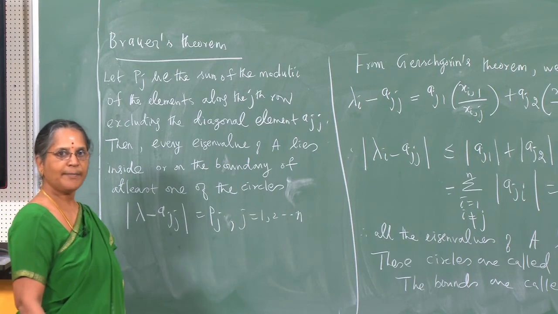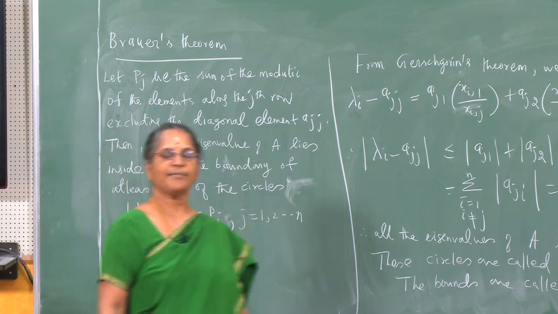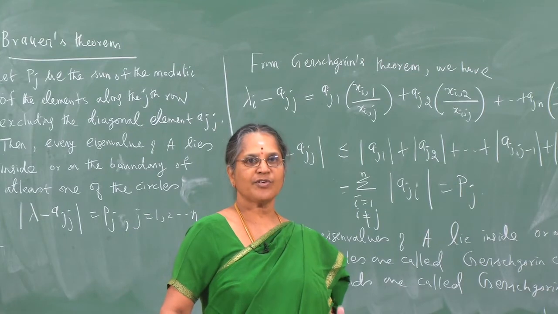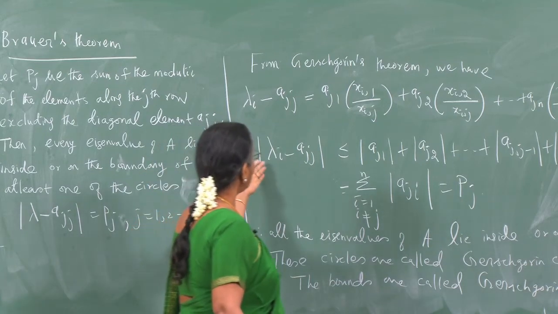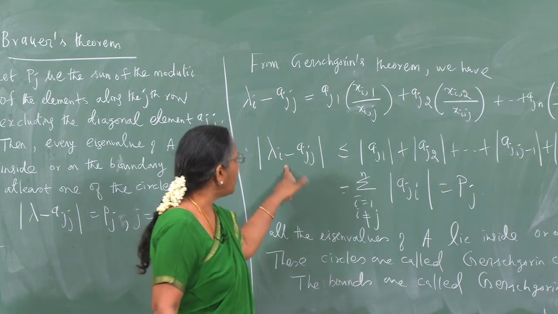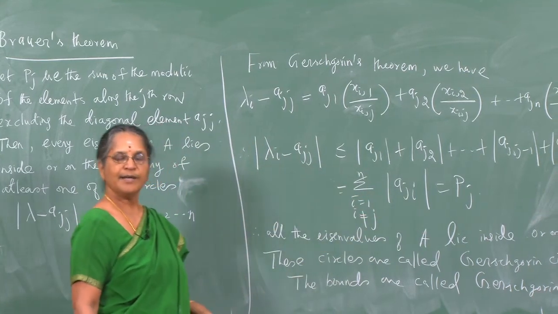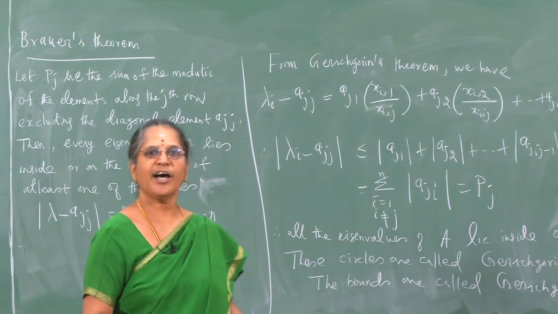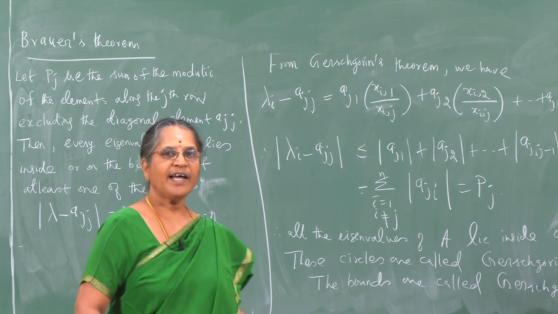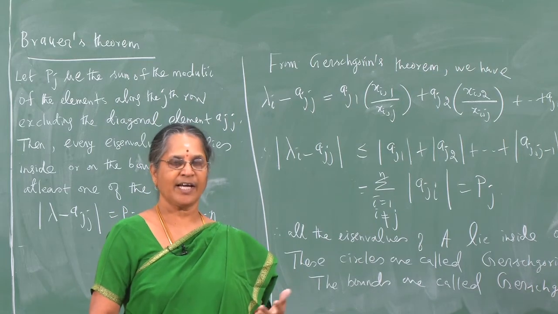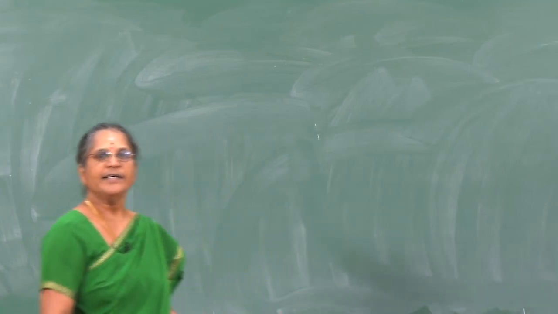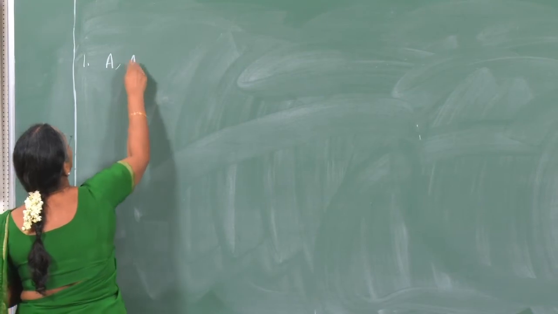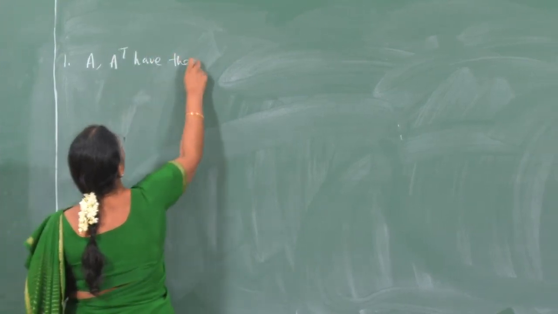So, let us now use Gershgorin's theorem and Brauer's theorem to find out the location of eigenvalues of a given matrix A. The circles that we have obtained are called Gershgorin circles, and the bound that we have obtained is called Gershgorin's bound. So, let us try to determine Gershgorin bounds, so that we know where all the eigenvalues of a given matrix are located. So, we have some important observations to make before we proceed with demonstrating these results. So, let us consider these observations. Now, we know that A and A transpose have the same eigenvalues.